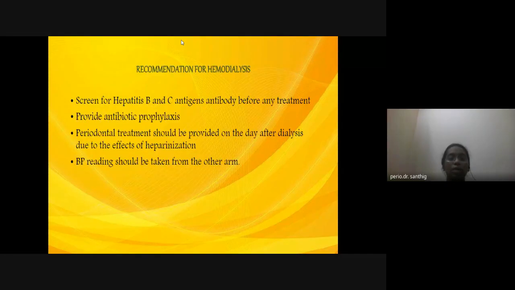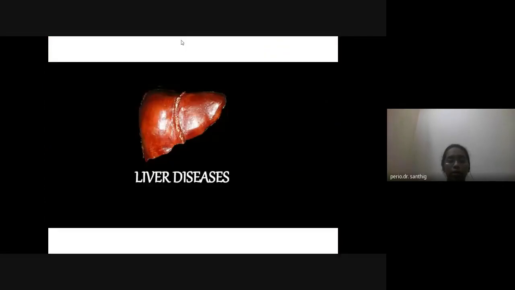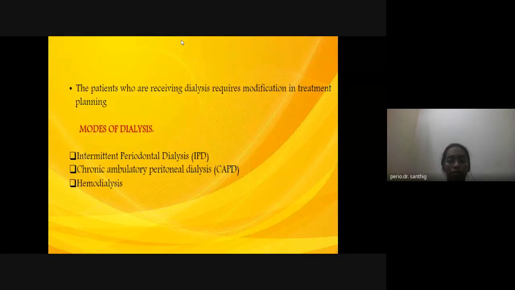So recommendations for hemodialysis: if the patient wants to undergo hemodialysis, first they'll check for hepatitis B, C antigens before any treatment, and they'll give antibiotic prophylaxis. If you want to give periodontal treatment, it should be provided on the day after the dialysis due to the effects of heparinization, as the patient will be under heparin. BP reading should be taken from the other arm, and this is about the renal patients.